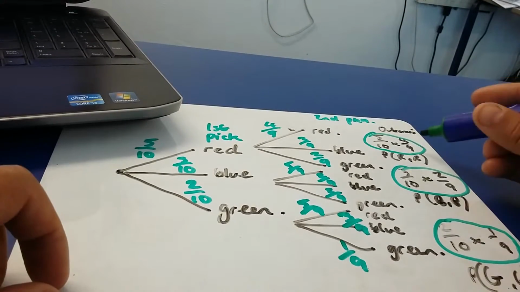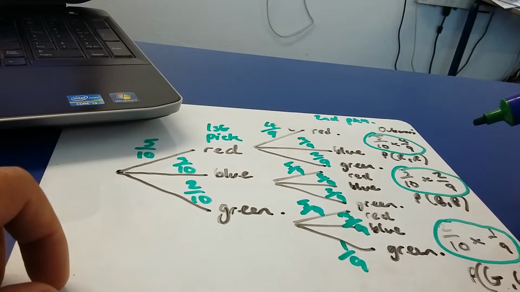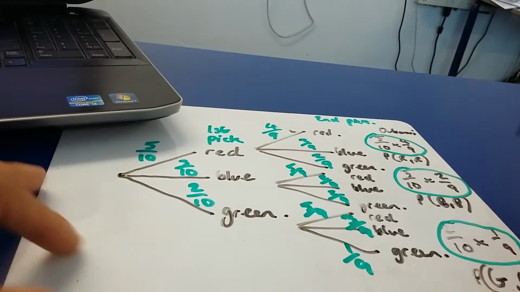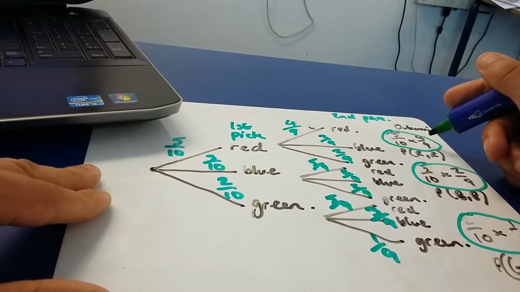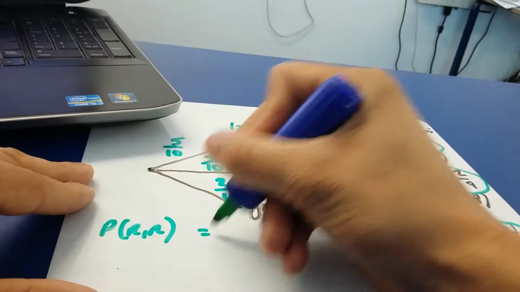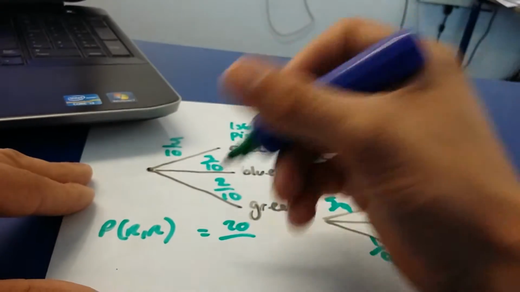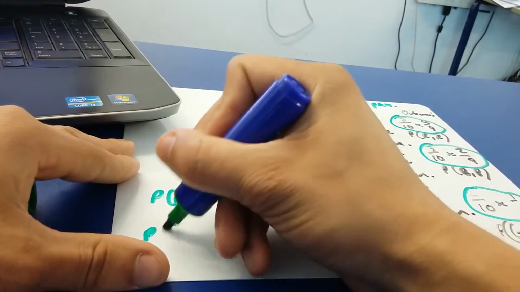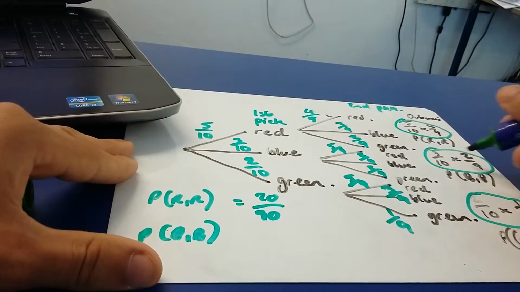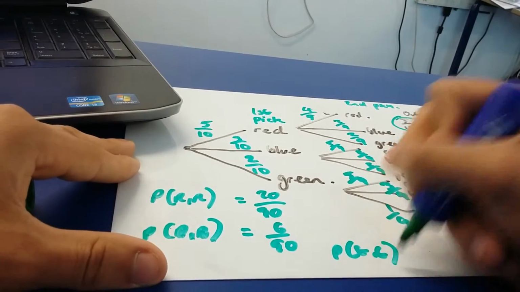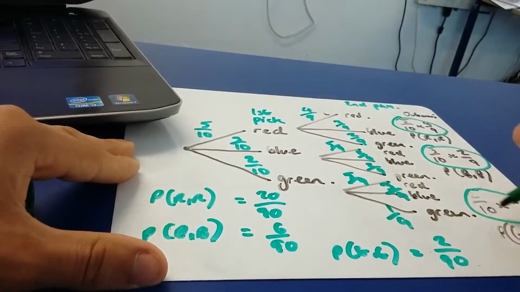Okay, so what we need to do now is simplify these. Then after we simplify them, we need to add them together because they are mutually exclusive events. So they're not impacting on each other. So 5/10 times 4/9, the probability of a red and a red would be 5 times 4 is 20, over 10 times 9 is 90, so 20 over 90. And then we've got the probability of a blue and a blue: 3 times 2 is 6, 10 times 9 is 90. And the probability of a green and a green equals 2 times 1 is 2, 10 times 9 is 90.